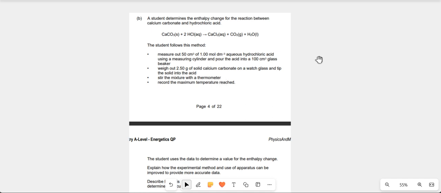A student measures out 50 cm³ of 1 mol per dm³ aqueous hydrochloric acid using a measuring cylinder, and weighs out 2.5 g of calcium carbonate. The student uses the data to determine the value. Explain how the experimental method or the apparatus can be improved. Normally I skim through questions because the waffle is not needed, but this one kind of is. Essentially, provide a better method for how you can plan the experiment differently.